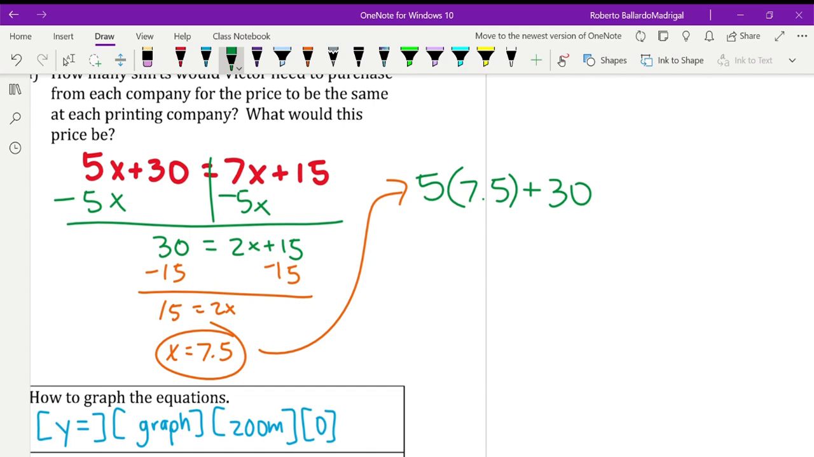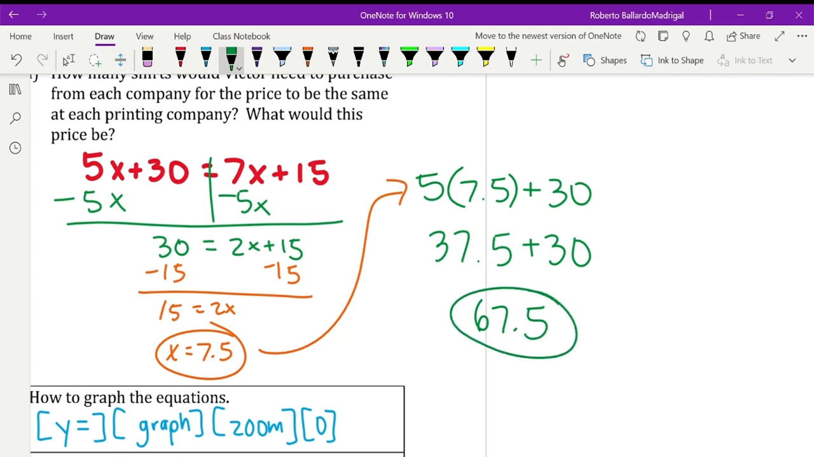Well, look, if 5 times 7 is 35, and 5 times 0.5 is 2.5, then 35 and 2.5 makes 37.5. Yeah, good job. 37.5 and 30 makes 67.5. Okay. So we are saying that if we were to print exactly 7.5 shirts with company A or B, the price would be exactly the same at $67.50.